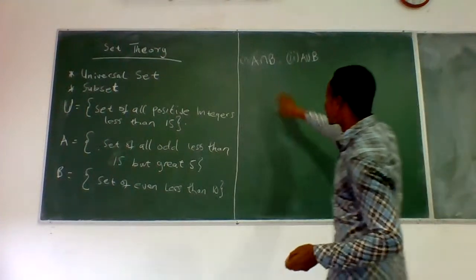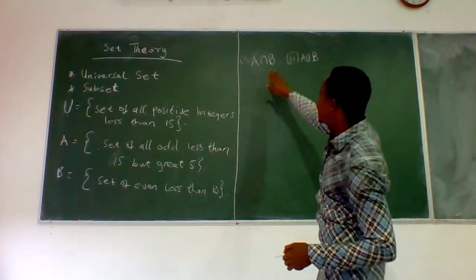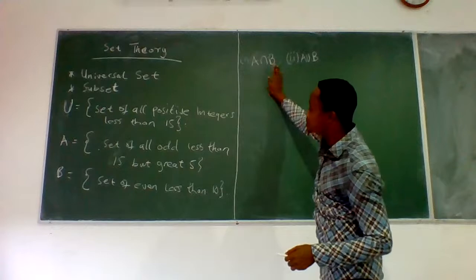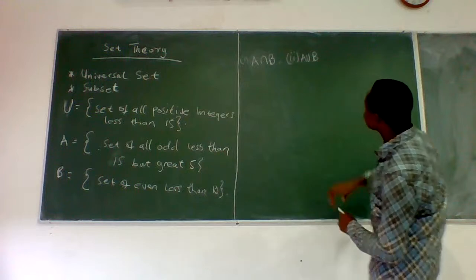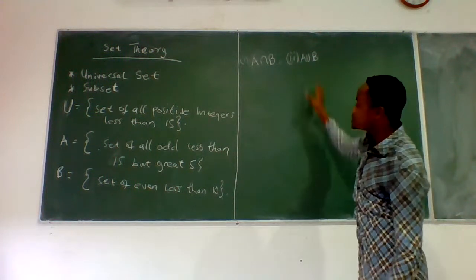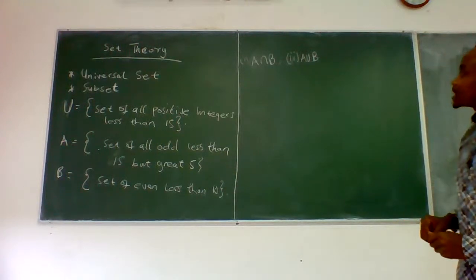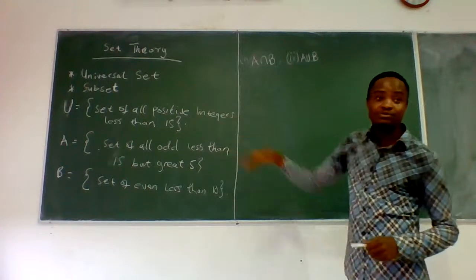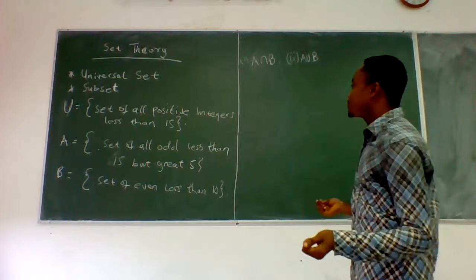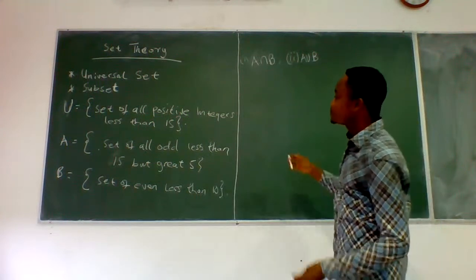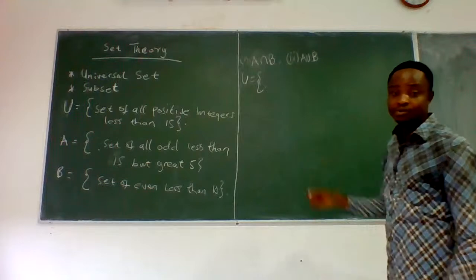But before you can find all this, you have to know what an intersection is. Last week, if you remember, the intersection of A and B means the elements that appear in A and at the same time in B. And A union B means you are combining the elements in the two sets. So before you can find A and B, you have to list what your universal set is. First of all, ask yourself what a positive integer is. With that in your mind, you then list your universal set.